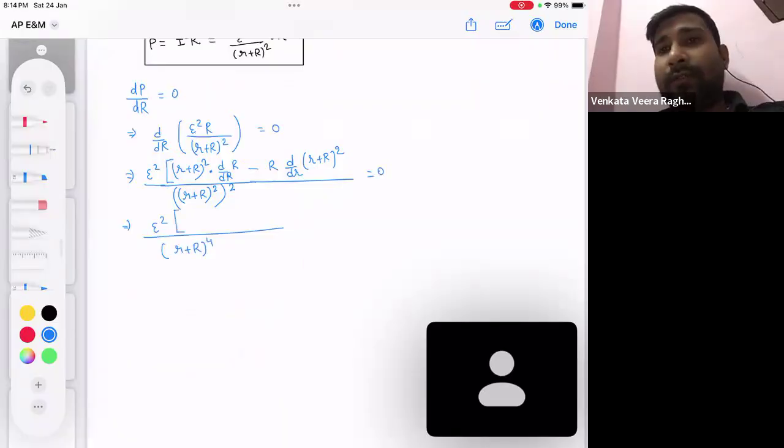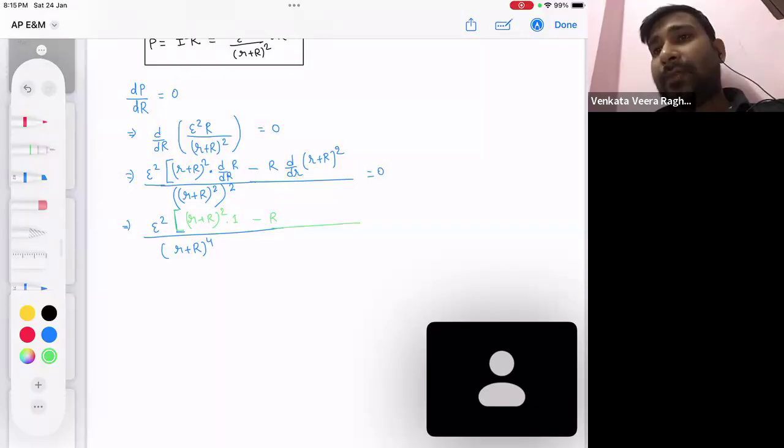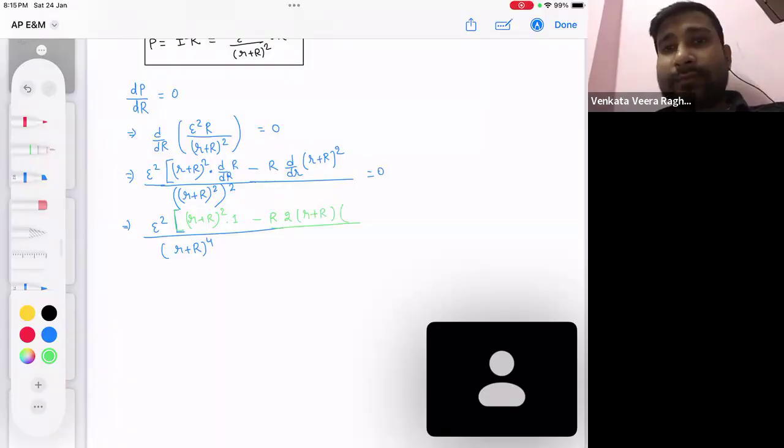Look at the numerator. It is (r plus capital R) whole squared. d by dR of R is 1, minus R. If you differentiate this one, it will come 2 into (small r plus capital R), and again you differentiate it using the chain rule. Just one correction here: it will be d by d capital R. And again, if you differentiate it, what are you getting? Small r differentiation is 0, capital R differentiation is 1. This is what we are getting. Just simplify it and you will see what we have.